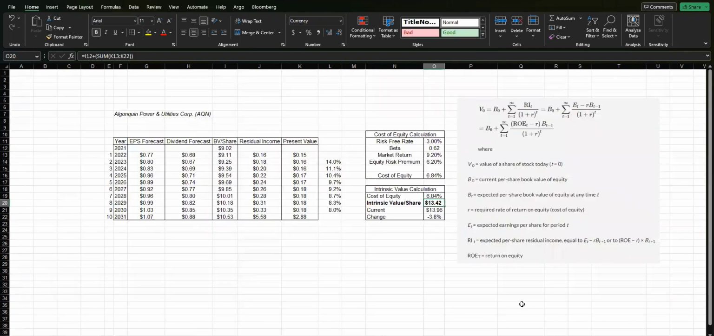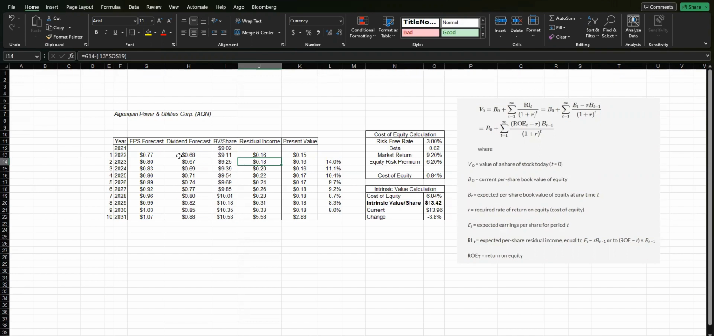To create the valuation model, you need the forecasted earnings per share and dividends per share from your income statement, and the company's current book value per share, which is calculated by dividing shareholders' equity from the balance sheet by the number of shares outstanding from the income statement. The forecasted book values per share are simply EPS minus dividends plus the previous year's book value per share. Residual income is calculated using the formula on the right, which is the EPS minus the previous year's book value per share times the cost of equity, or the equity charge.